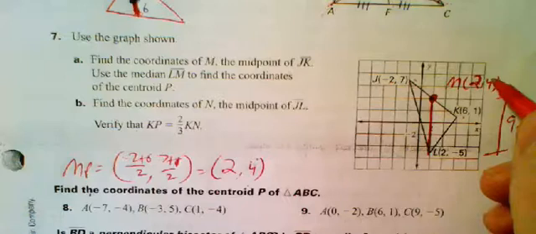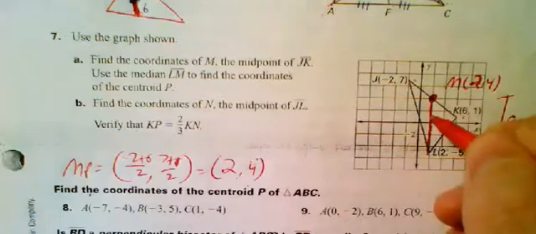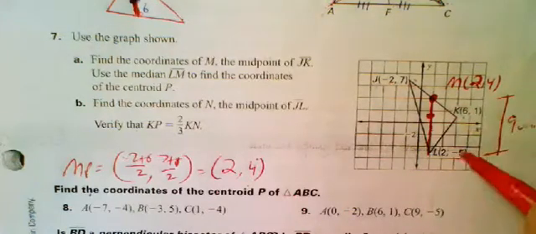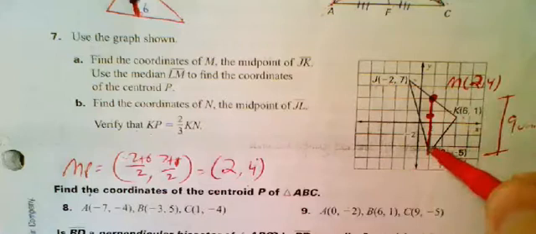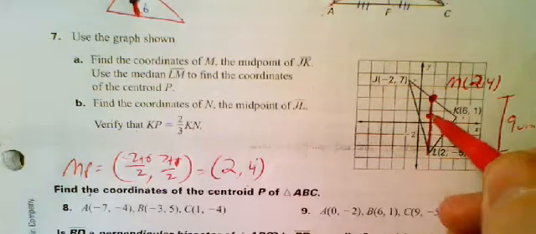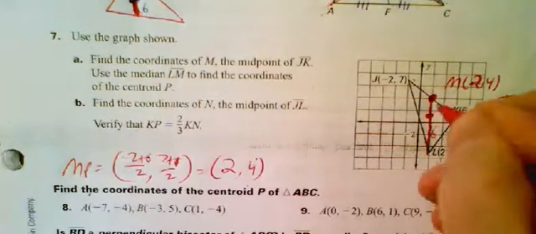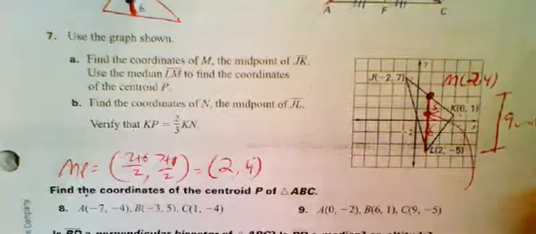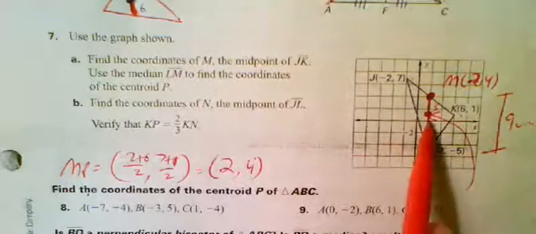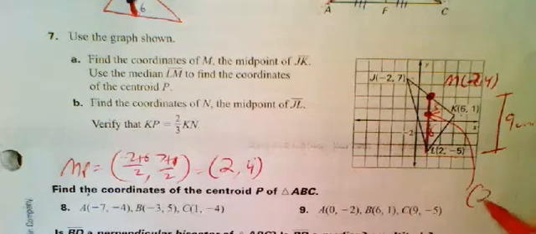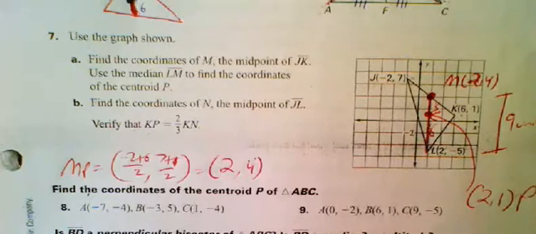So 3 units away from M would be 2, 3, would be here. 6 units away from L: 1, 3, 5, 6. 6 units away there. So this would be 6 and this would be 3. And the coordinates of that point look like it's at (2, 1), which is P.